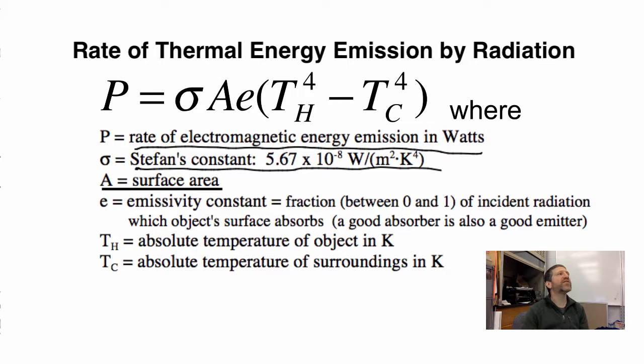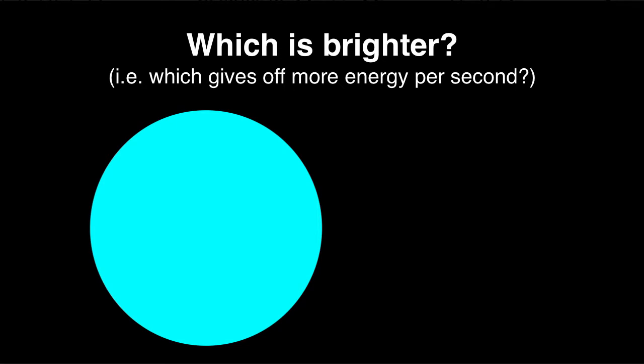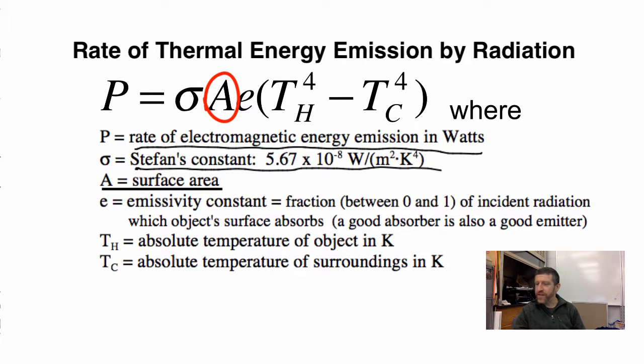Notice that if you have more surface area, you give off energy at a greater rate because there's more exposed area to give off energy. Which is brighter? A giant star at temperature 5,000 Kelvin or a small star at temperature 5,000 Kelvin? The giant star just has a bigger area that's emitting radiation. Surface area affects the rate of thermal radiation.